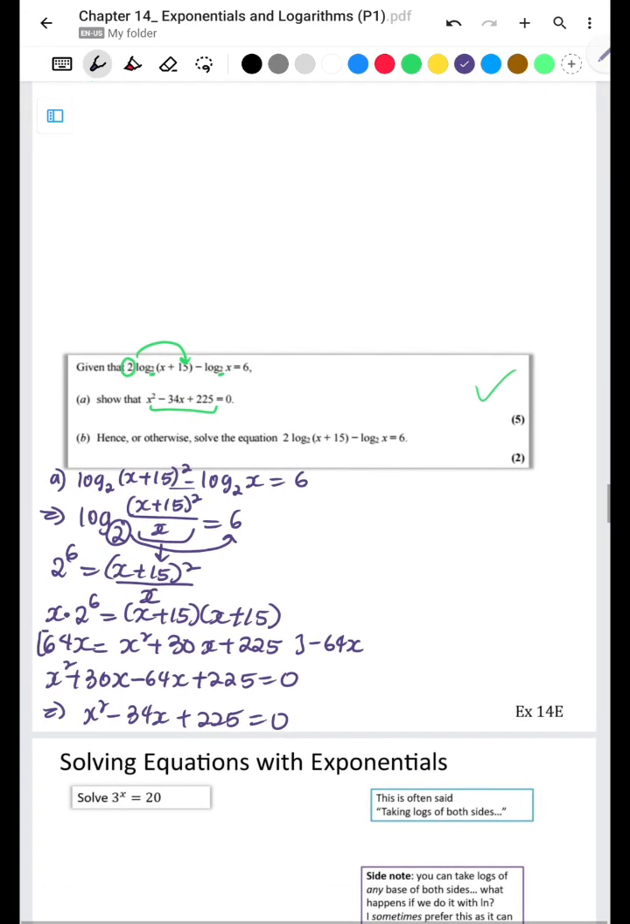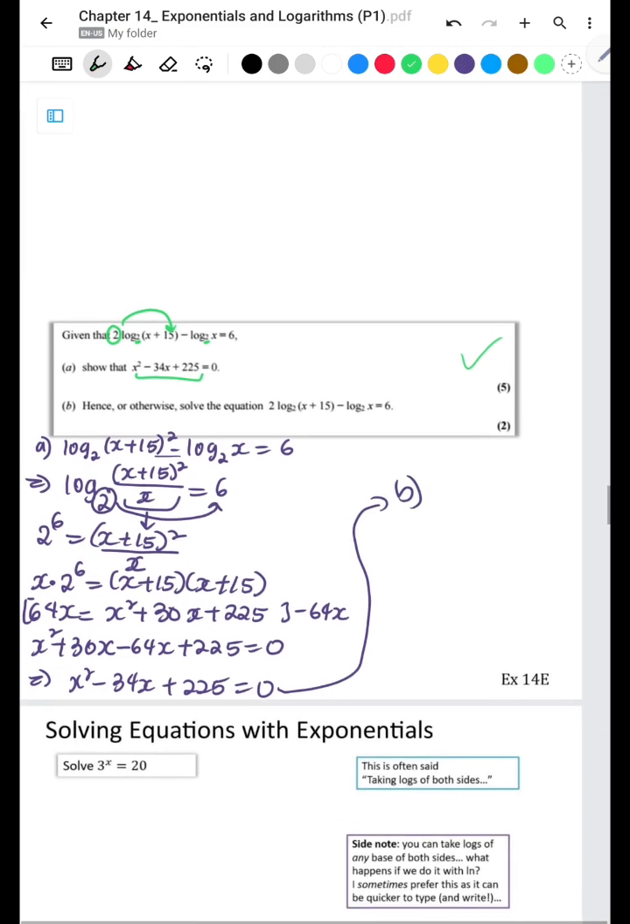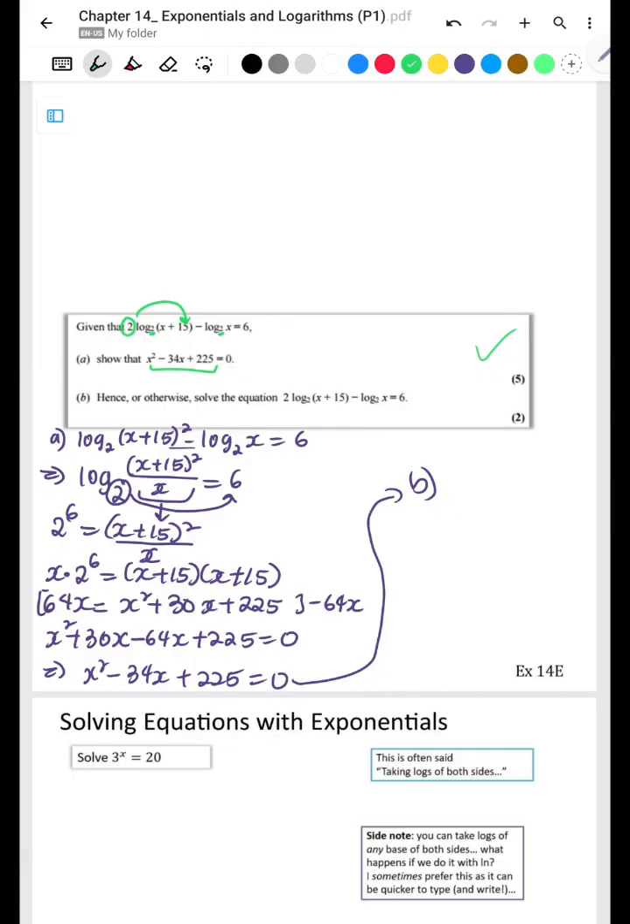So hence or otherwise solve this equation. So to solve this equation, that means I'm looking for x. So I can solve this quadratic equation as my solution. And you can just input that in your calculator to get two values, and that should be, so 1, negative 34, 225, so that's 25 and 9. So I have (x minus 25)(x minus 9) is equal to 0. So x is equal to 25 or x is equal to 9.